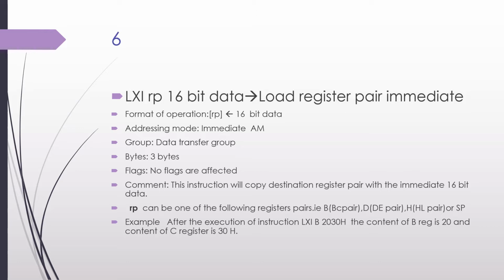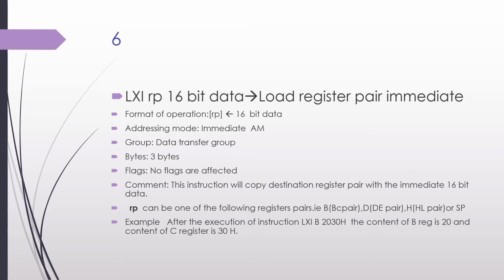What are the 3 bytes? One is the opcode, and the second and third bytes are the lower byte of the 16-bit data and then the higher byte of the 16-bit data. Now, as we know, in data transfer group, no flags are affected. So here, no flags are affected is written. And then what is the comment? We need to write about what is actually happening in the instruction. So in this instruction, the destination pair of register will be copied by the immediate 16-bit data.